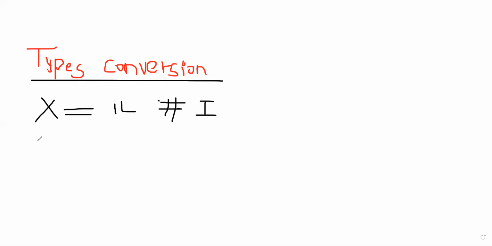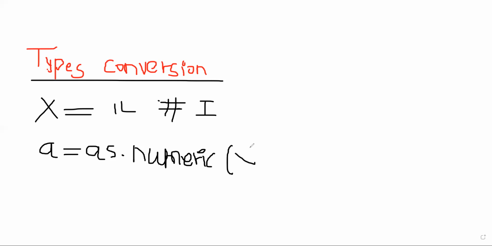What I will do, I will assign a new variable, suppose a. So a is my new variable. I'll say a is equal to as.numeric. Suppose this is an integer, so I want to convert it into numeric. So I'll write it down here, numeric, and in brackets, I'll write x.